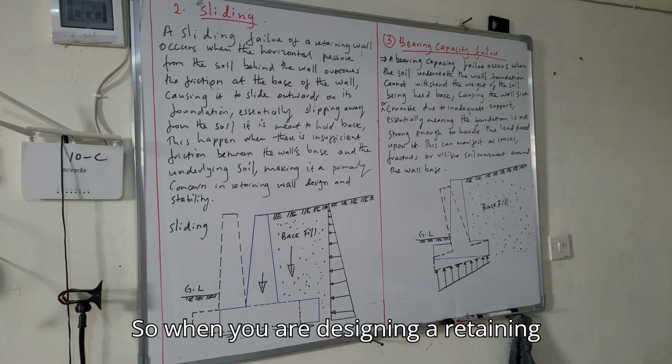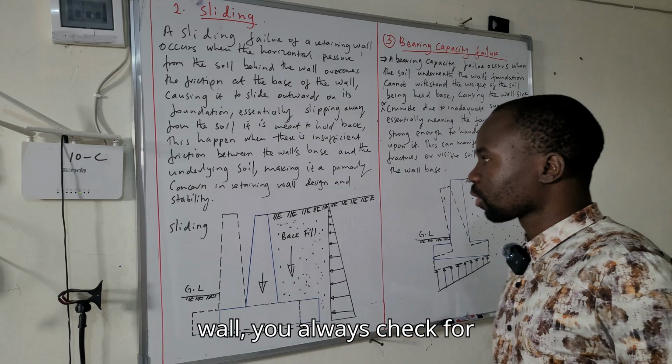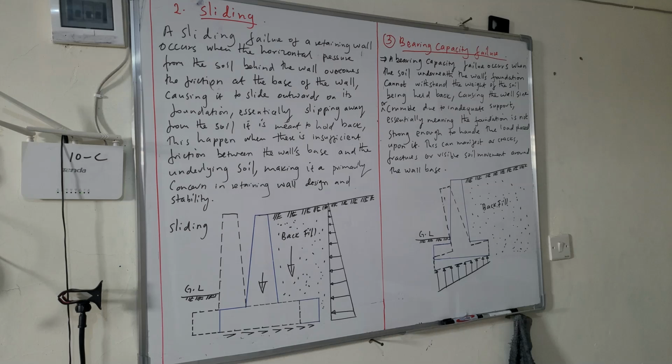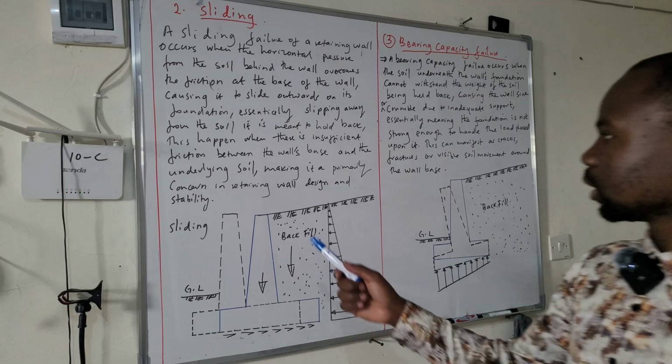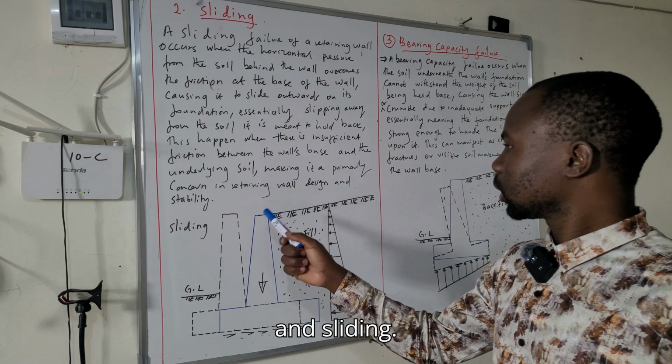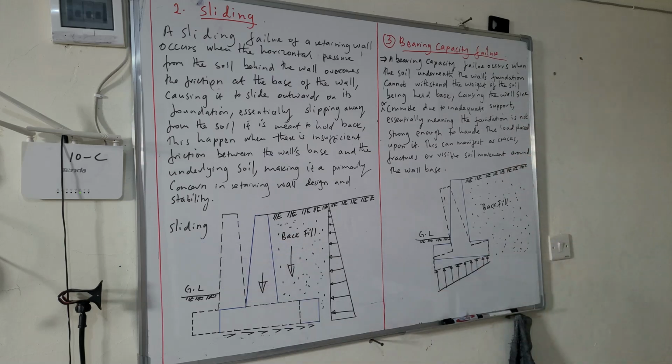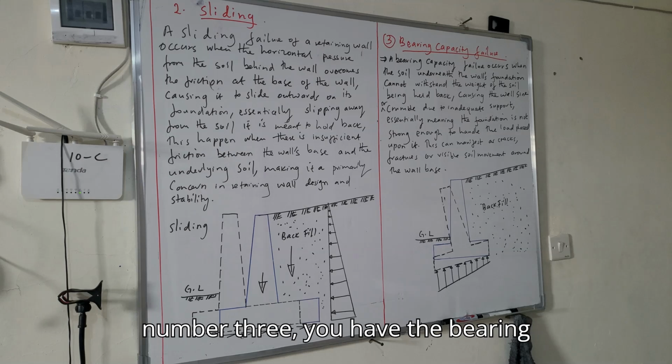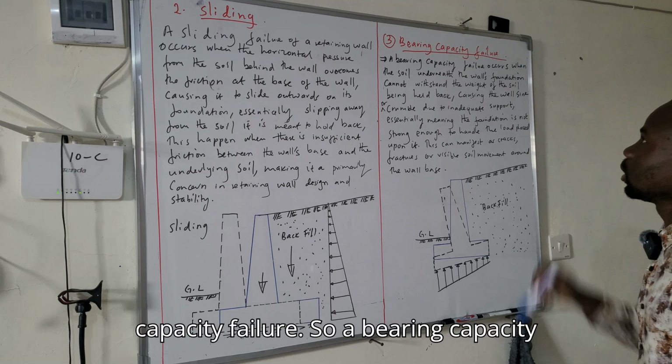So when you are designing a retaining wall, you always check for stability and sliding. So that is number 3. You have the bearing capacity failure.